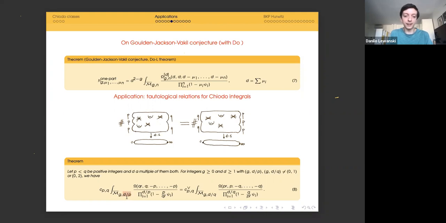This is the degree divided by p, and this is the degree divided by q. Here you have a Chiodo class of the form Q, R, Q, and then all the AIs are minus P. And here you have instead P, R, P, and all the AIs are minus Q. But they turn out to be equal. So this is another example of how topological recursion in a way can give something to algebraic geometry.